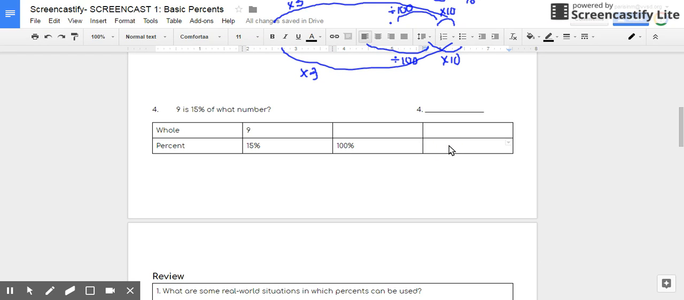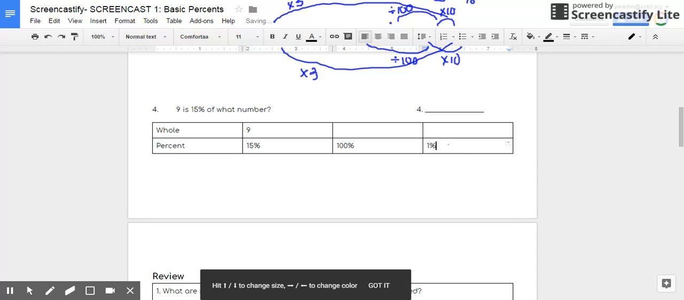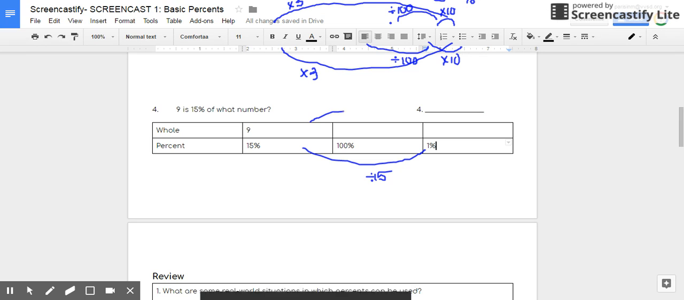So again, I'm going to go down to my unit rate of 1%. I can easily go from 15 to 1 by dividing by 15. Whatever I do in the denominator, I have to do in the numerator. So 9, then divided by 15. I'm going to divide this. And again, it is going to give me a decimal, which is fine. So I'm going to type it in here. 9 divided by 15 is 0.6. Next, I can scale up 1% to 100 by multiplying by 100.